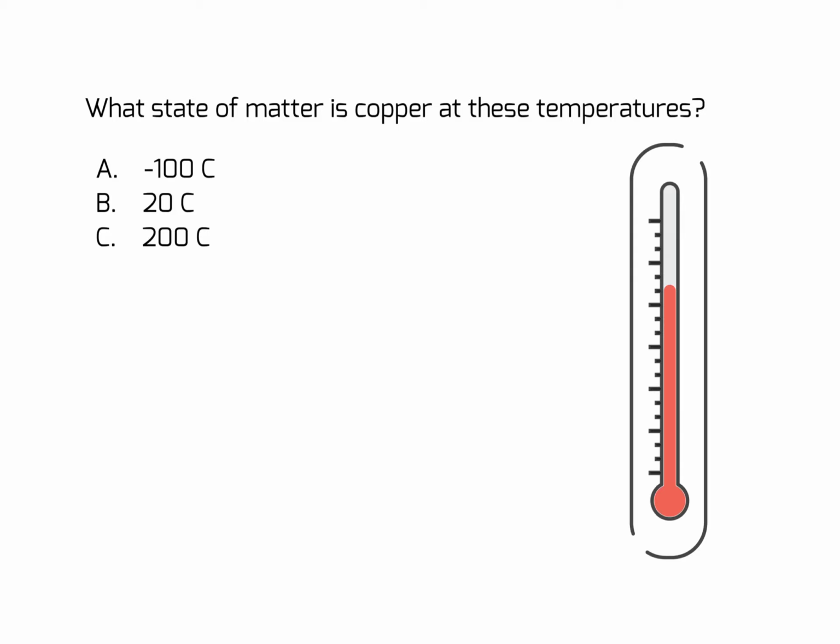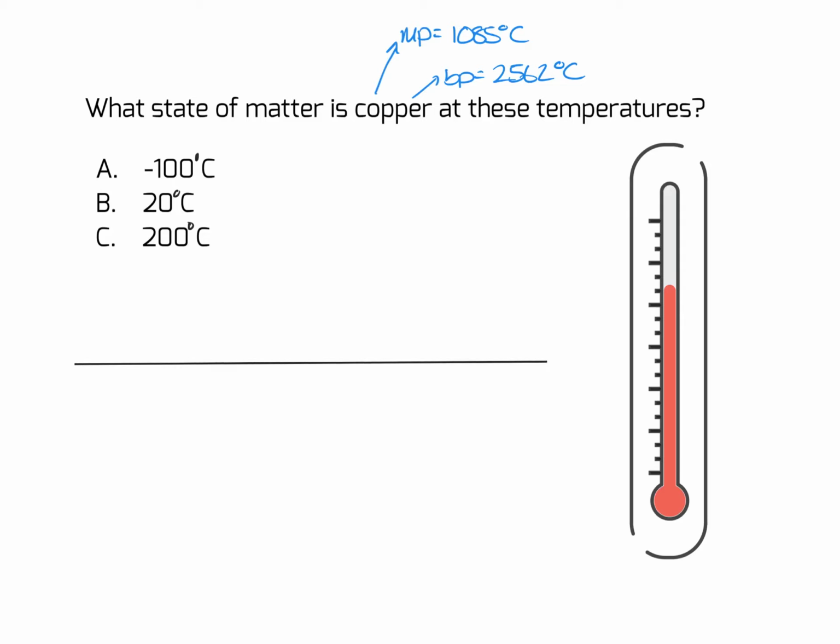Copper's melting point is 1085 degrees Celsius. Copper's boiling point is 2562 degrees Celsius. We've got different melting and boiling points to water, as you would expect. So again, we're going to draw a number line. So let's see if we can draw a nice straight number line. There we go. That'll do.